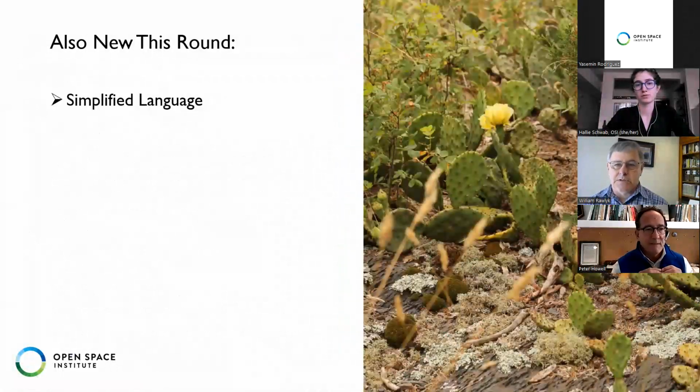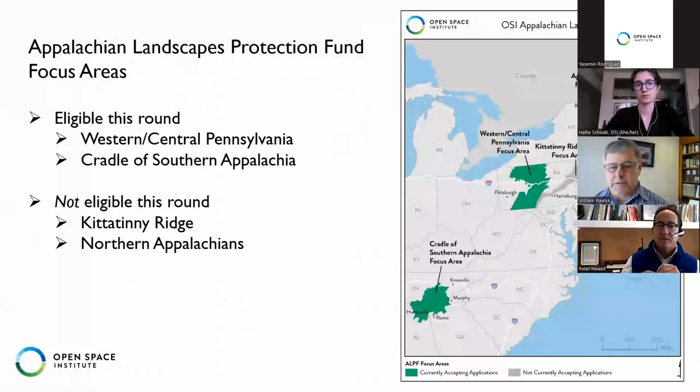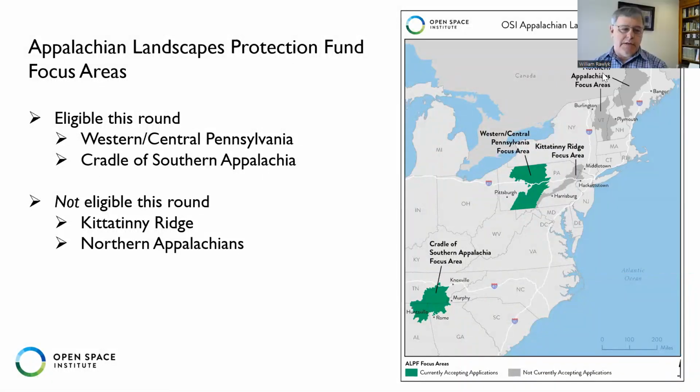And I'd like to start by telling you about a few new things for this third round. The first thing I'd like to cover is which focus areas are eligible in this round. The first is a new focus area in Western and Central Pennsylvania. As you can see, the eligible focus areas for this round are shown in green. The focus area in Western Pennsylvania covers about 10 million acres, about 1/3 of the state of Pennsylvania. It includes parts of the High Allegheny Plateau and Central Appalachian forest ecoregions.